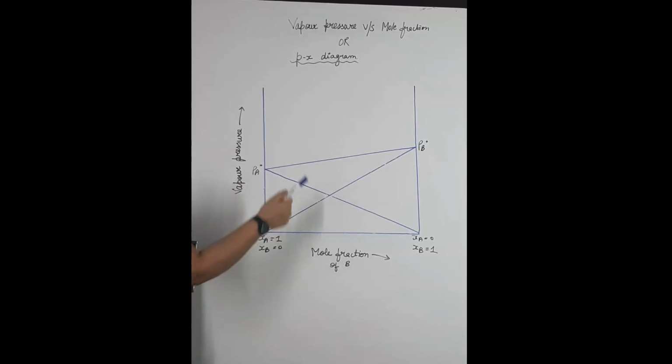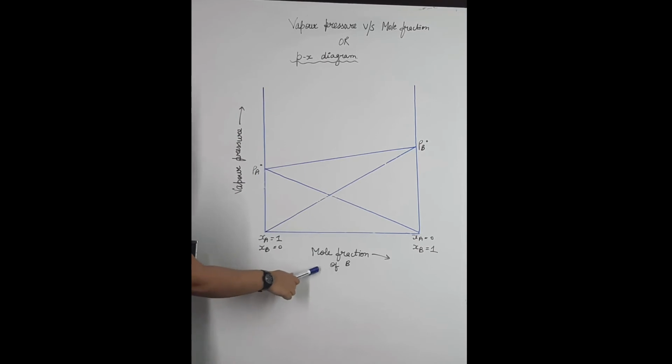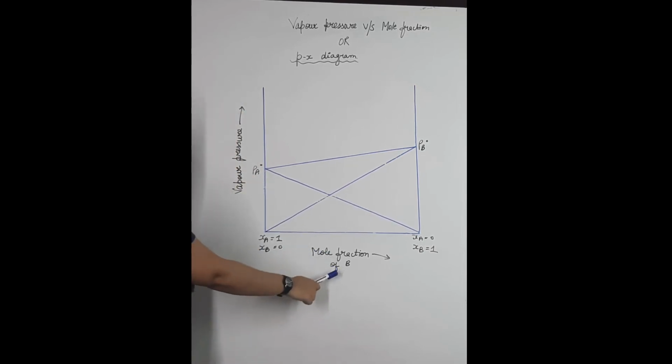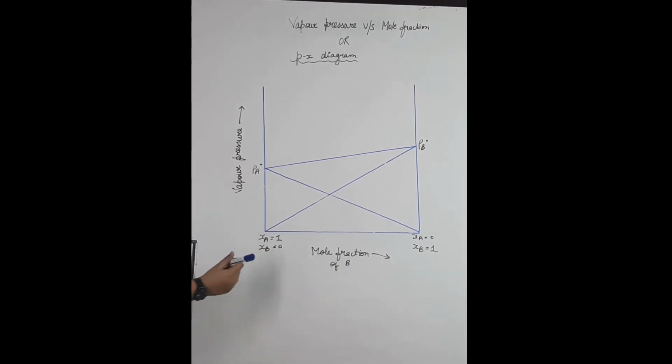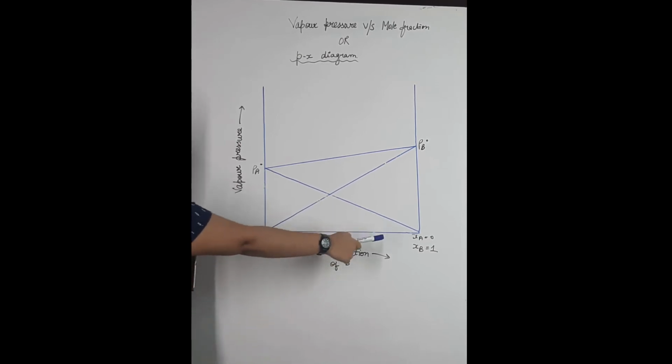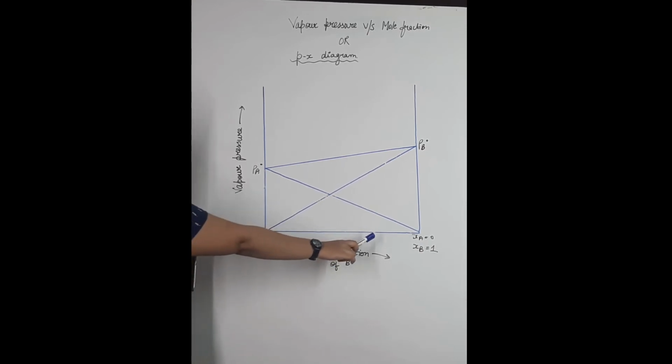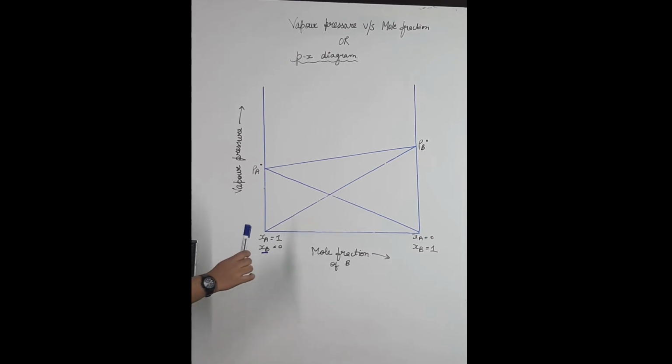So students, this is your vapor pressure versus mole fraction graph, or the PX diagram. Here, as you can see, we have taken vapor pressure on the y-axis, whereas the mole fraction of B is on the x-axis. Here the mole fraction of B is 0 and it is increasing constantly as we move forward. Also, the mole fraction of A is 1 and it is decreasing constantly as we move further.